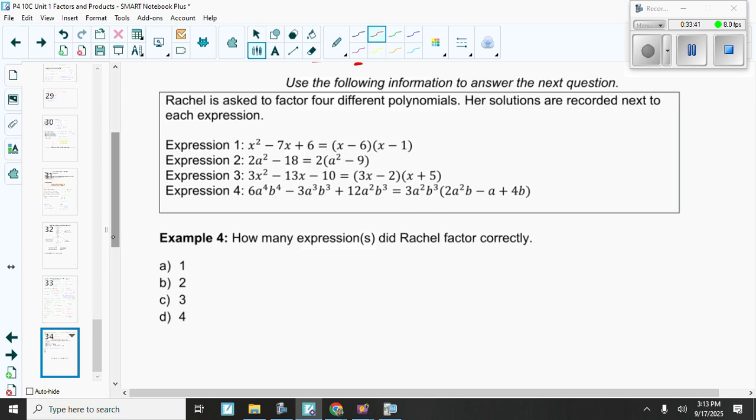Factors occur, solutions are recorded next to each expression. Well, some of these we can take a look at, like this one, expression 2. Is this factored correctly? Why is it not? Could we continue going on? Yeah, it's a difference of squares still. This one's incomplete.